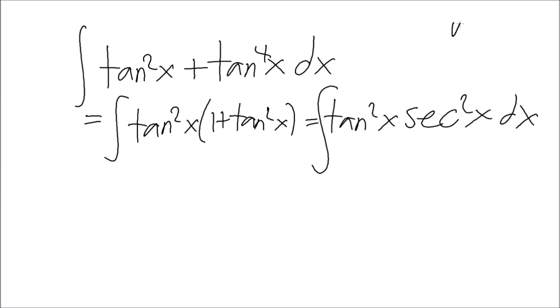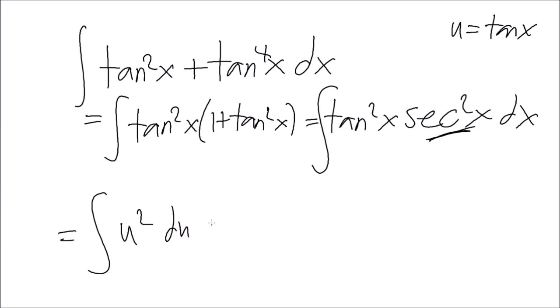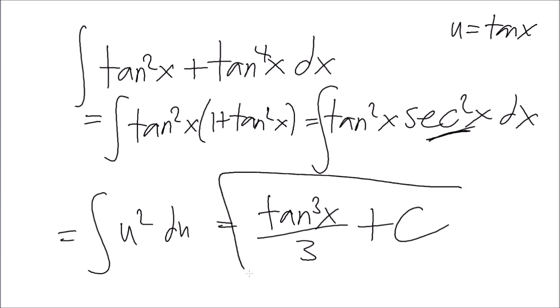Oh shoot, and the derivative of tangent x is secant square of x. So we could do a u sub, u equals tangent x. Du will take care of this. So then we end up with u square du. This becomes tangent cube over 3, just like that.